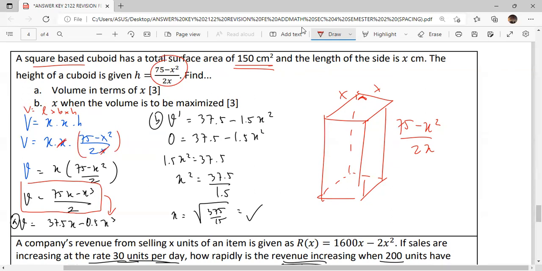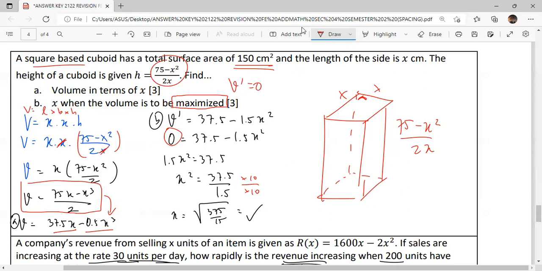So what next? X when the volume is to be maximized. Maximize is the differentiation of the units is equals to 0. Udah, gue taruh differentiate dulu. 37.5 minus 1.5 kan, 0.5 times 3 kan 1.5. X square, jangan lupa ya. Okay, and then you put ini 0 because it is to be maximized. And then 1.5 x square, bla bla bla, lu dapat 37, ini lu kali 10 over times 10, right? You just make the decimal annihilated.